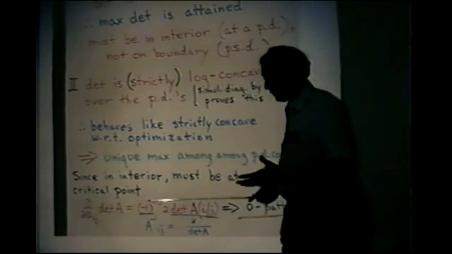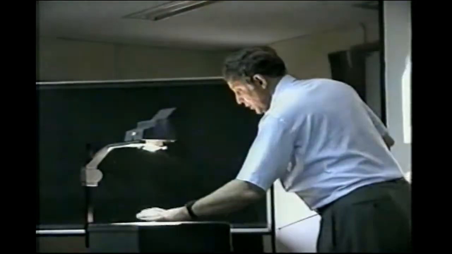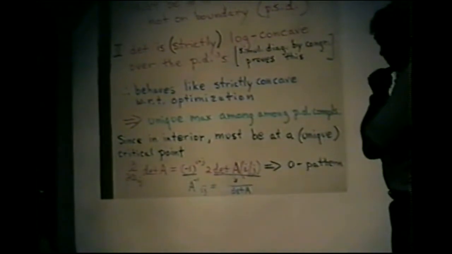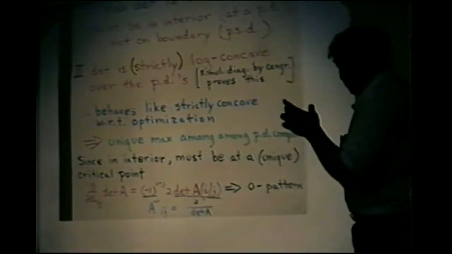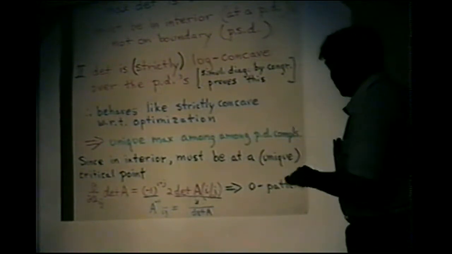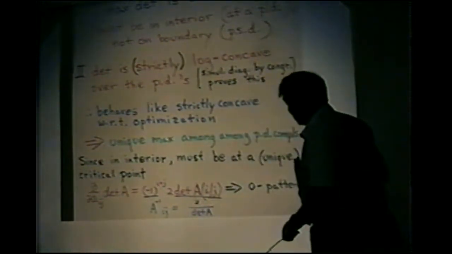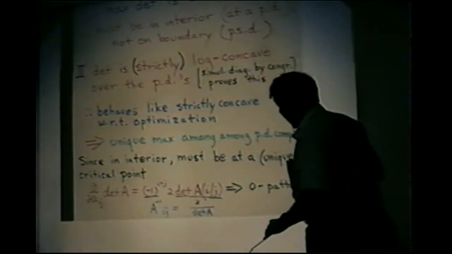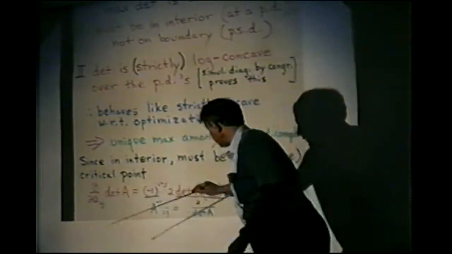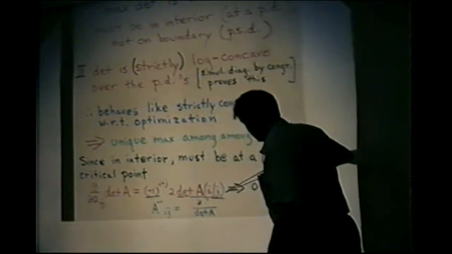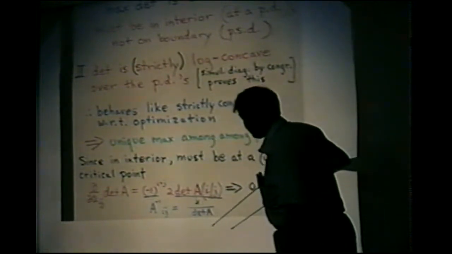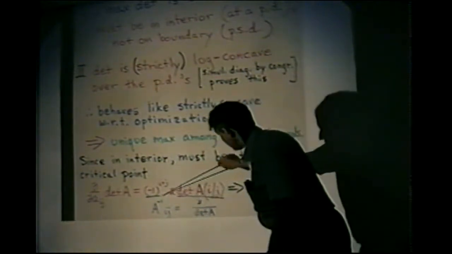And that maximum will occur, as I said, in the interior, and so it'll be at a unique critical point. Now, what does it mean to be a critical point of the determinant function as a function of the unspecified entries? Well, it means that if I differentiate the determinant with respect to any unspecified entries, I should get zero. And what is the derivative of the determinant with respect to an entry? Well, it's essentially a cofactor, divided by the determinant of the matrix. This is the inverse entry.